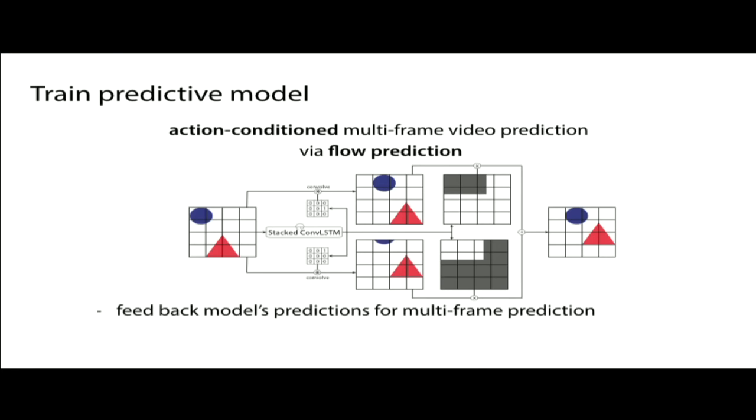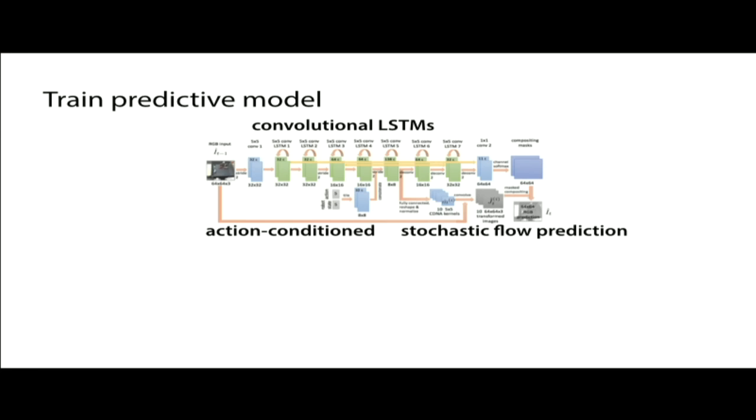And then as I talked about before, you can feed back the model's predictions for multi-frame prediction. And as before, it's trained with a mean squared error loss on frames. The model itself is a little bit more complicated than that. In addition to predicting the transformations, it feeds in the action, and there are also skip connections. But basically, a lot of the things that you would see in neural network type papers, and you can see details in the paper.